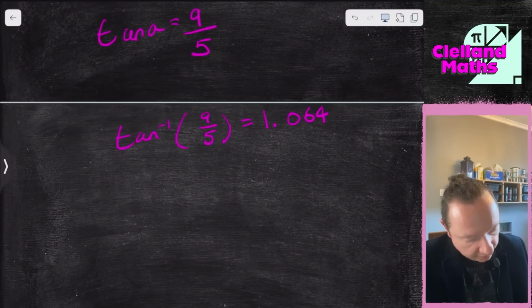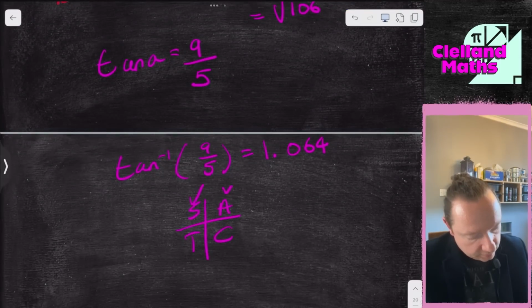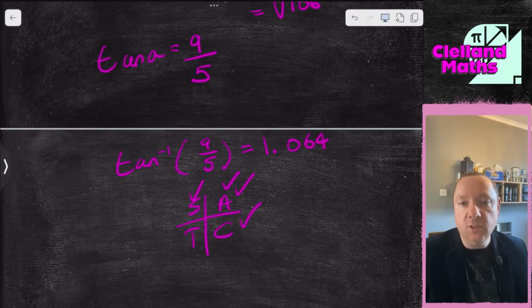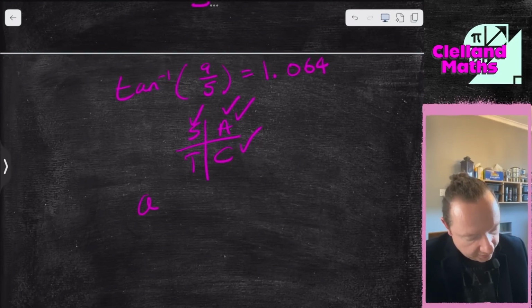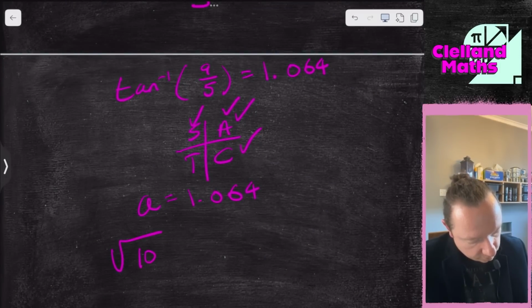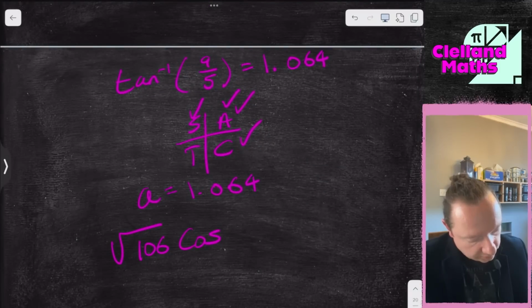Check that it is actually a with a CAST. I never skip this step. The sine equation was positive and the cos equation was positive, so a is 1.064. So that means a equals 1.064. So we've got root 106 cos(x + 1.064). And we're done there for part a.